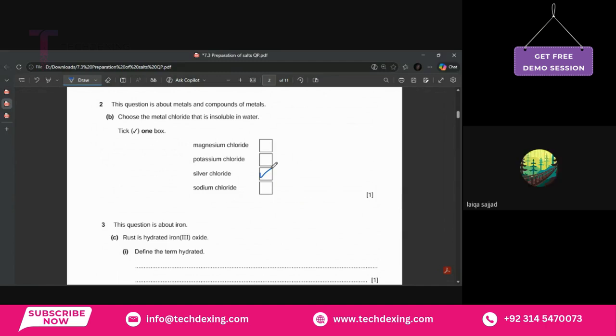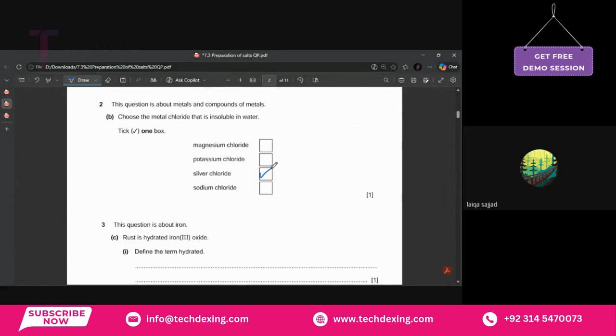So the second question is about iron. Rust is hydrated iron oxide. You have to define the term hydrated. What do we mean by the term hydrated? A substance contains water. Yes. What else? Containing water means what?